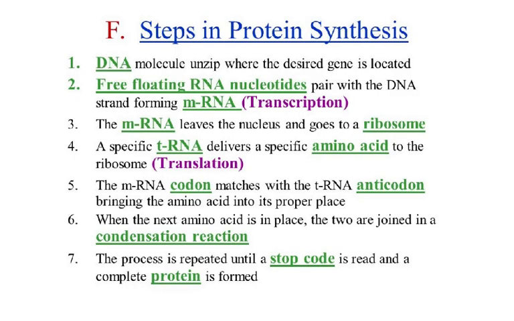Steps in protein synthesis: the DNA molecule unzips where the desired gene is located. Free-floating RNA nucleotides pair with the DNA strand, forming mRNA. The mRNA leaves the nucleus and goes to a ribosome. A specific tRNA delivers a specific amino acid to the ribosome. This is translation. The mRNA codon matches with the tRNA anticodon, bringing the amino acid in its proper place. When the next amino acid is in place, the two are joined in a condensation reaction. The process is repeated until a stop codon is read and a complete protein is formed.